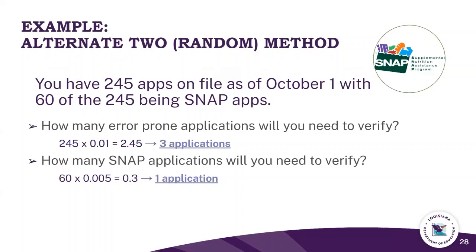To complete this example, you can do 2 steps. First, calculate how many error-prone applications we need to verify by multiplying the total number of applications by 1%. 245 times 1% is 2.45, rounded up to 3. 3 applications will be pulled from error-prone applications. Next, we calculate the number of SNAP applications to verify. Remember, these applications have SNAP numbers that were not found on the DC SNAP list. So in this case, we have 60 SNAP applications multiplied by 0.5%, which is 0.3, rounded up to 1 application. So in total, this district would need to verify a total of 4 applications, 3 selected at random from error-prone, and 1 selected at random from SNAP.